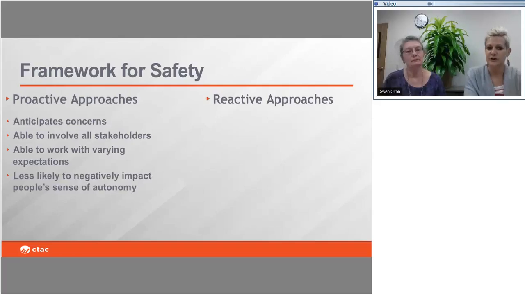And with this approach, you're less likely to negatively impact someone's sense of autonomy. So we find that if you are planning for safety in a moment of reactivity, or you're planning for safety when a crisis has happened, it can be likely that people's sense of autonomy may suffer. So we'll frequently choose safety over autonomy or over freedom to choose, but those don't actually have to be mutually exclusive if we're mindful about our planning.